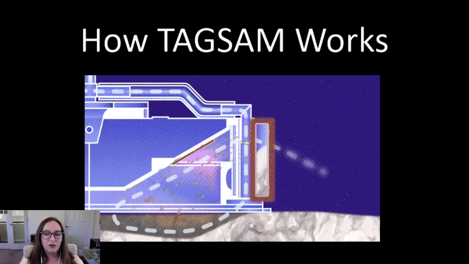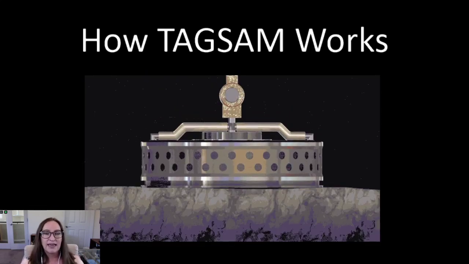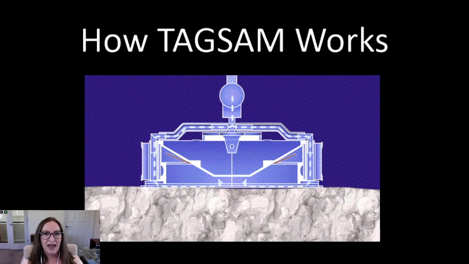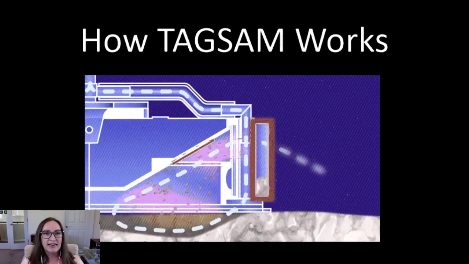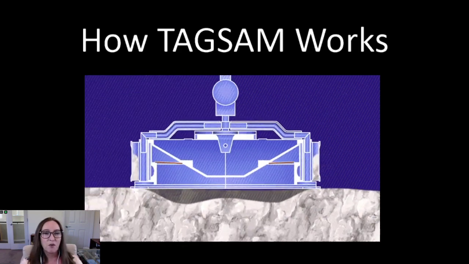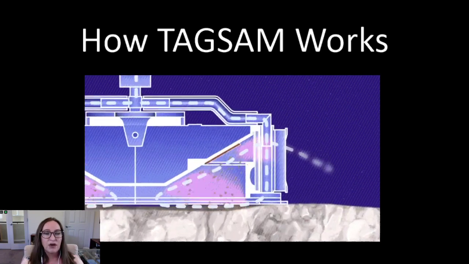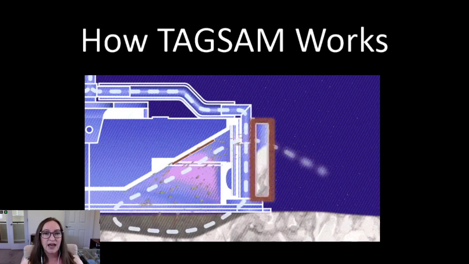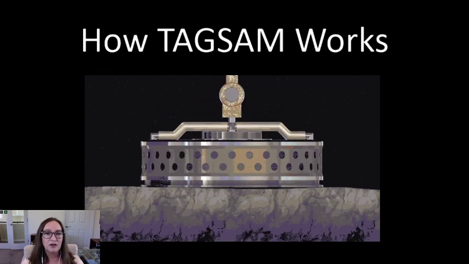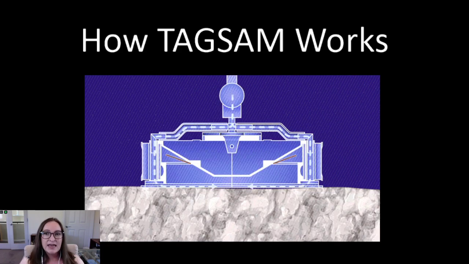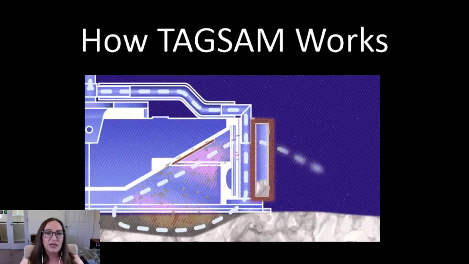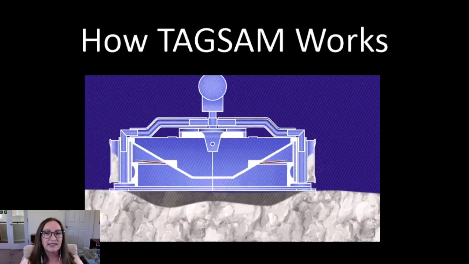And basically, you're going to see what looks like the outside of the TAGSAM head contact the surface, and now you see the arrows showing where the gas is going, and the sample canister filling up with the disturbed sand and pebbles and little bits of rock. Now, I'll let this play through one more time just so you can see it.